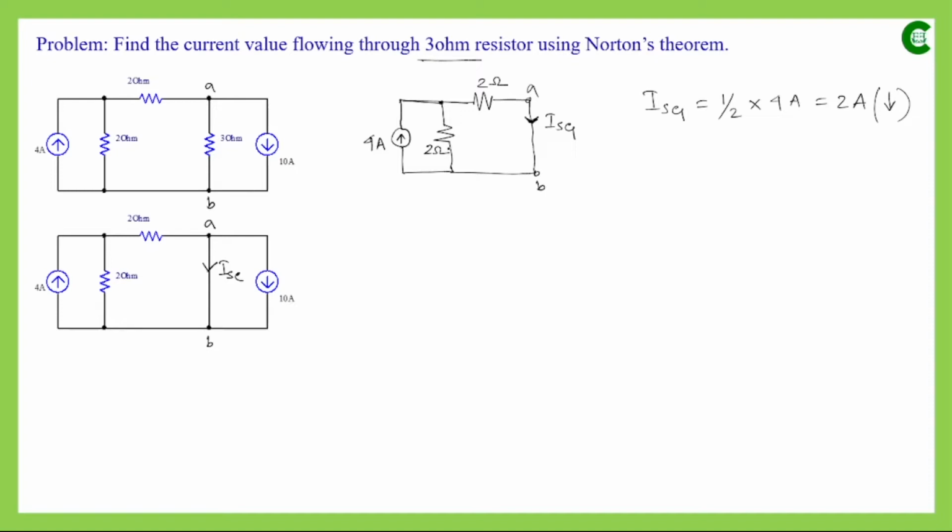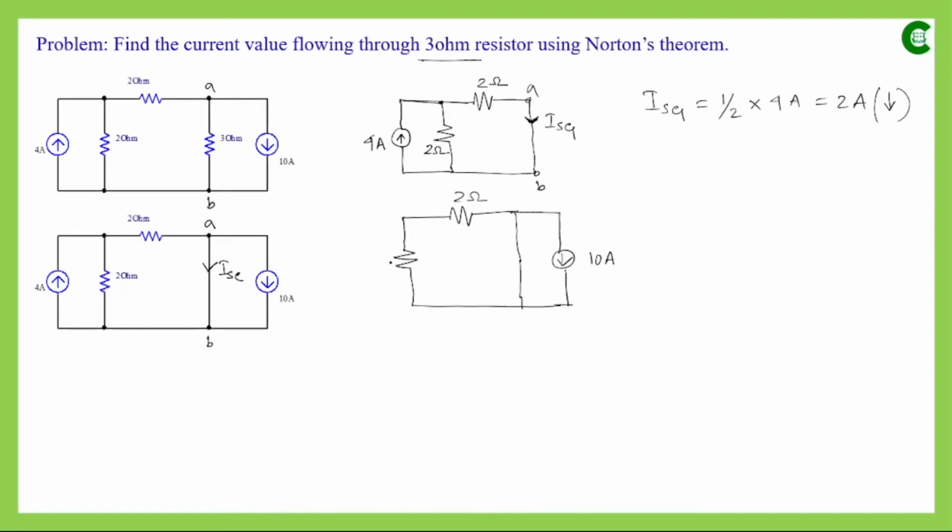But if both resistances did not have the same value, then we would have to apply the formula of the current division rule. Now in the next step, if we consider this 10 ampere current source and deactivate the 4 ampere current source, then the modified circuit will look like this: a resistor, then this shorted path, and here the current source having value 10 ampere.